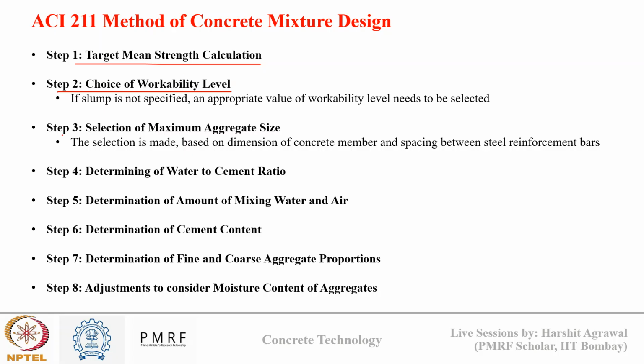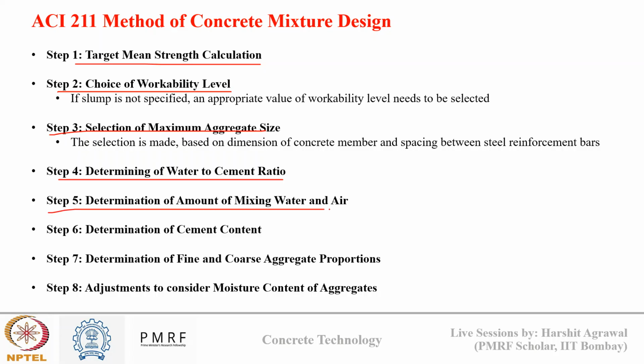Step 3 is the selection of maximum aggregate size. Unlike other codes where we already have this information of maximum aggregate size, ACI code says selection should be made based on the dimension of concrete member and spacing between the reinforcement bars. A little detail of this we'll see in the coming slides. Step 4 is the determination of water to cement ratio, which we will see is done based on the empirical relationship between strength and W by C ratio given in ACI 211 guideline.